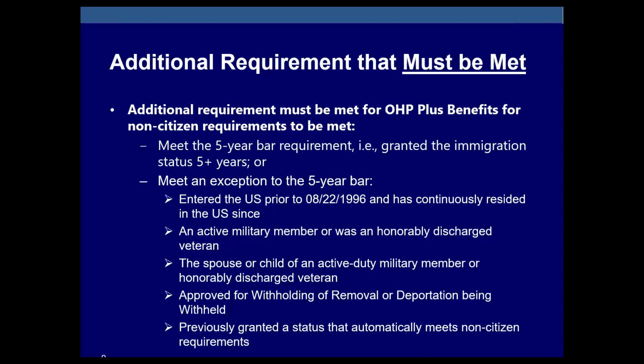If the individual meets the 5-year bar or an exception to the 5-year bar, non-citizen requirements are considered met, and if otherwise eligible, they would get OHP Plus benefits. Adults with these immigration statuses who do not meet an additional requirement do not meet non-citizen requirements and therefore would only be eligible for CAWEM or CAWEM Plus if they are pregnant.